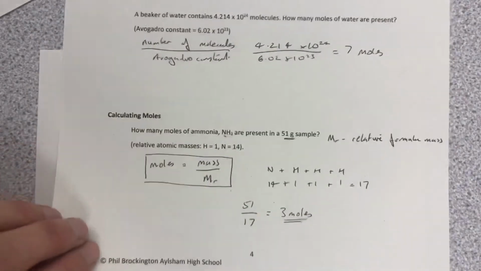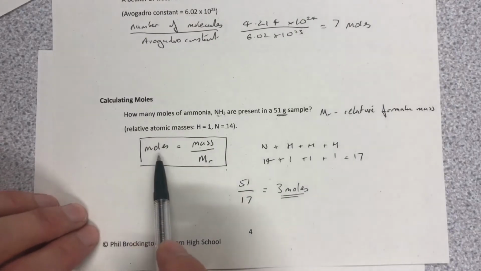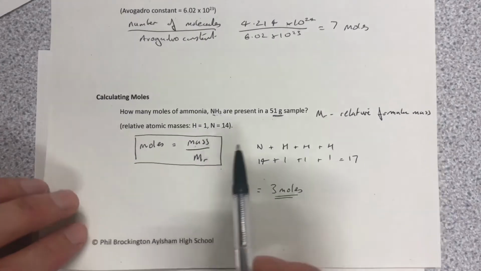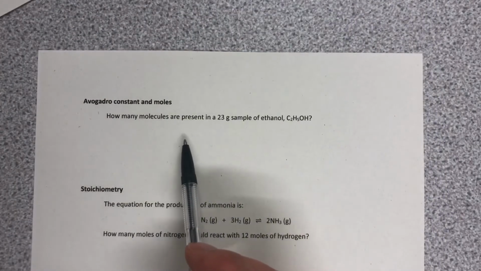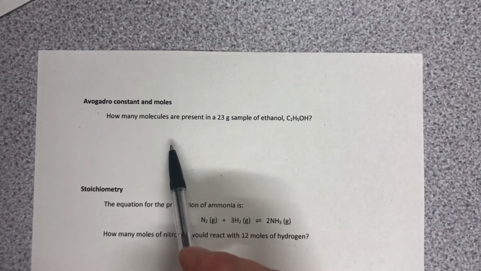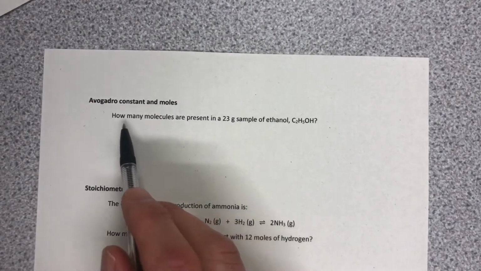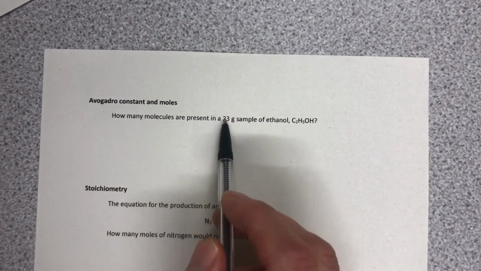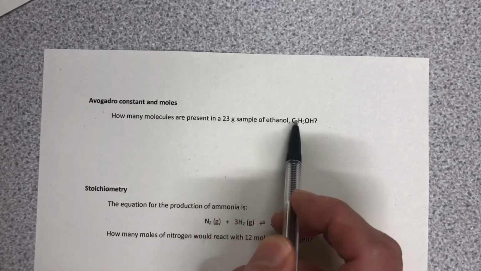And we also used the moles equation, which was mass divided by the mass of one mole, or the relative formula mass of that substance. So in this calculation, we're going to combine both of those formulas. This question says: how many molecules are present in 23 grams of a sample of ethanol?